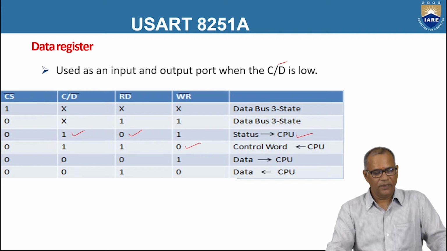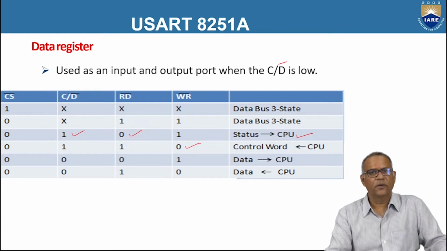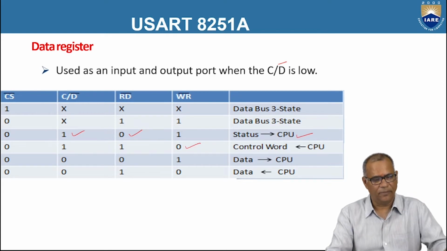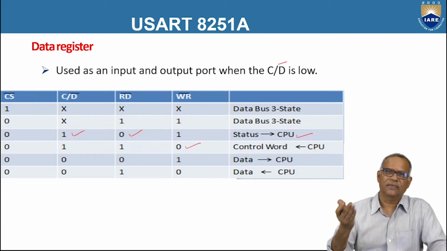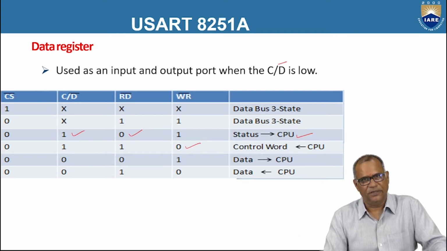So if C by D bar is 0 and if RD bar signal is active, then the CPU takes the data from the 8251A. That means 8251A is used as a receiver. And when write bar is active, then the CPU sends the data to 8251A for serial transmission.